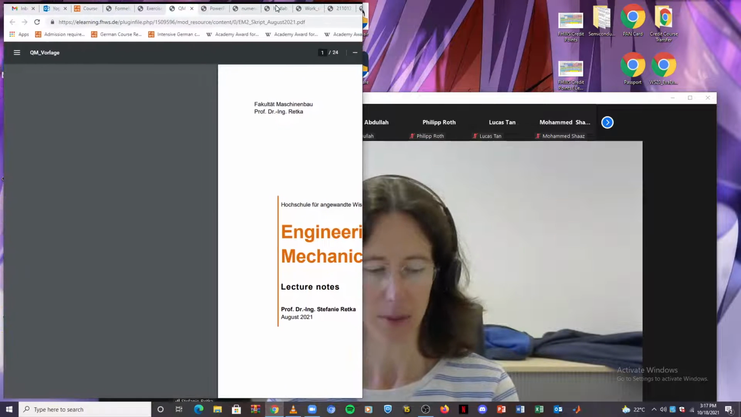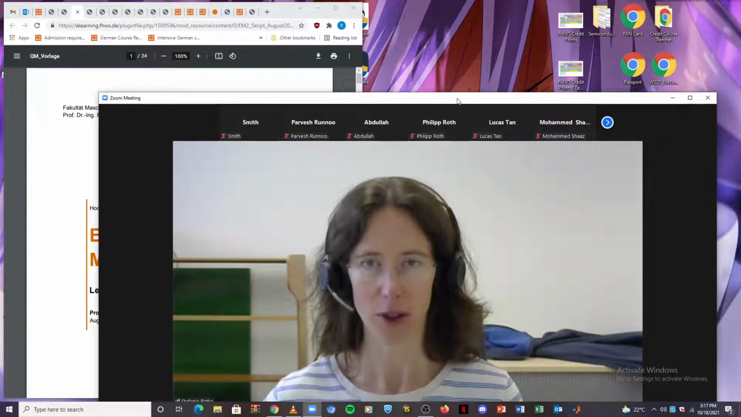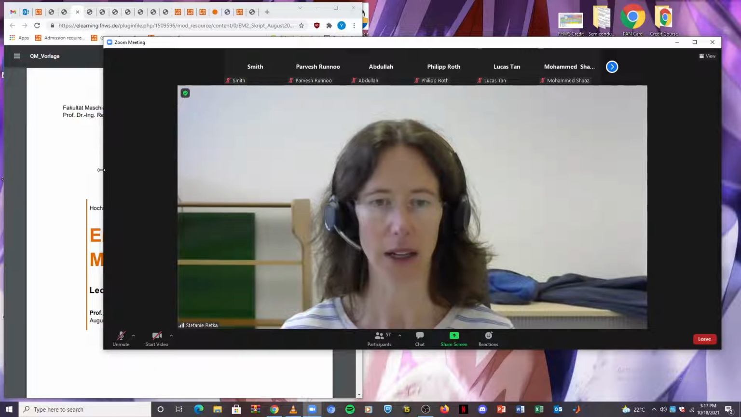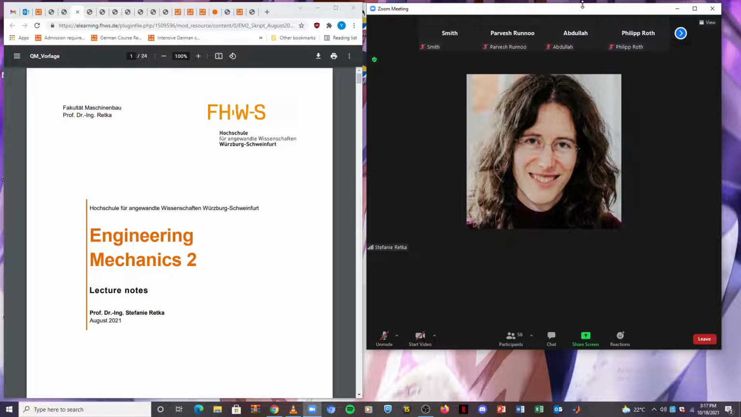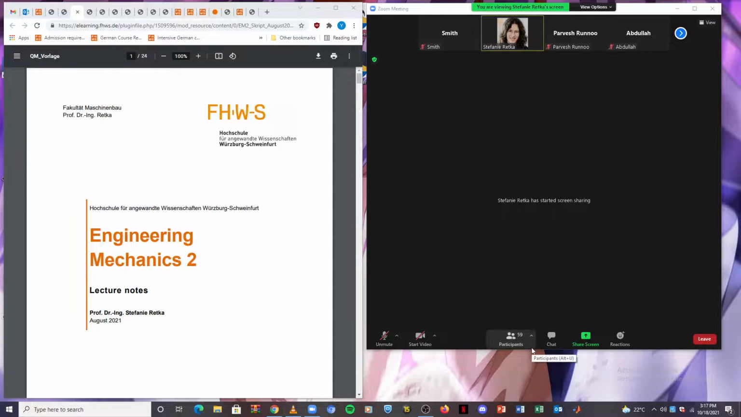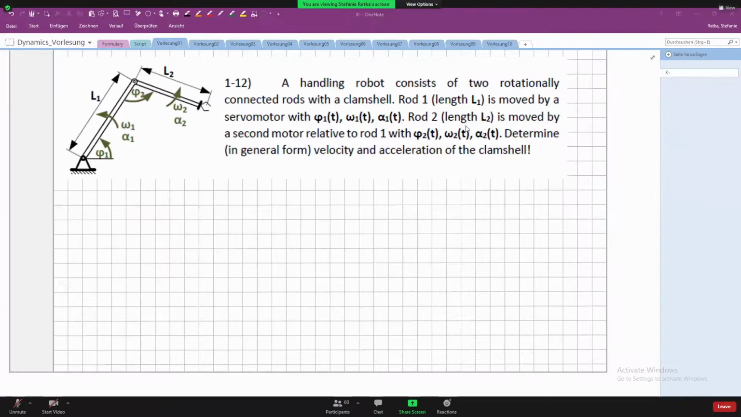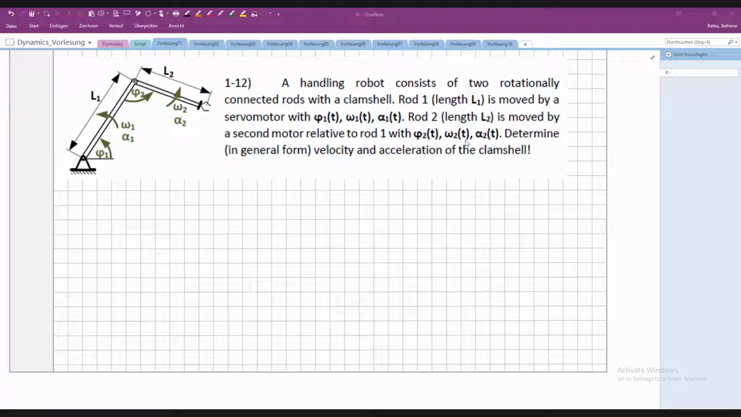Okay, we will start with the first problem, exercise 112. Let's have a look in my notes. Okay, so there it is. We have a handling robot, and it's very similar to our very first example of problem of chapter 1, where we discussed the basic approach to these type of problems.